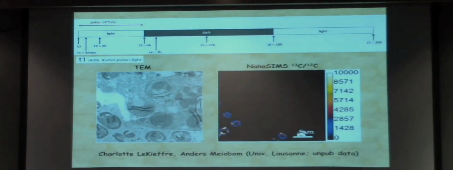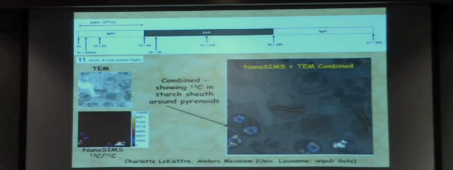Then she took this section, which was sitting on a copper grid, put it in the nanosims, and scanned it for C13. And what she got was that. Then she overlaid that onto that, and what you wind up with is that. So you are now looking at the starch sheath sitting around the pyrenoids. After 45 minutes, you can see the carbon that's accumulated and exactly where it is.